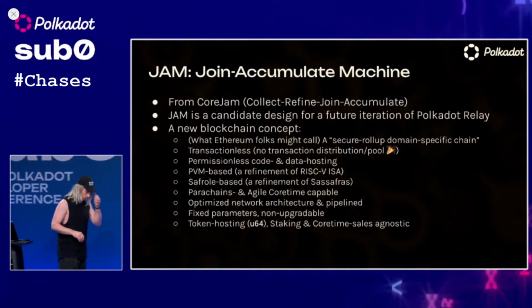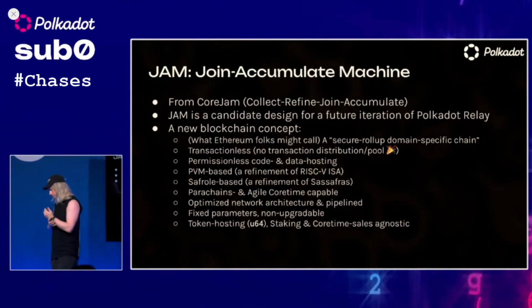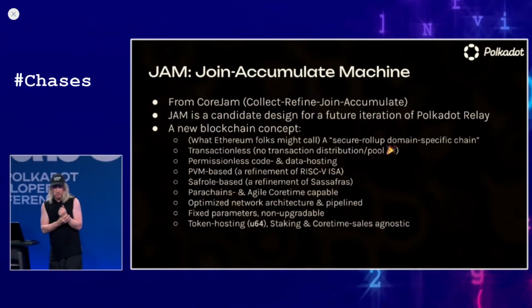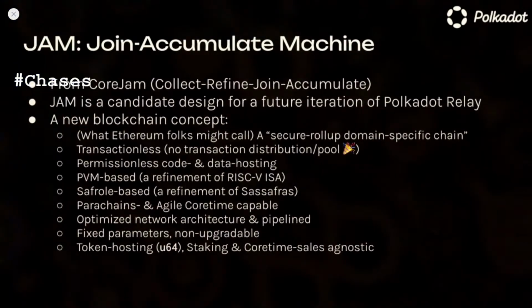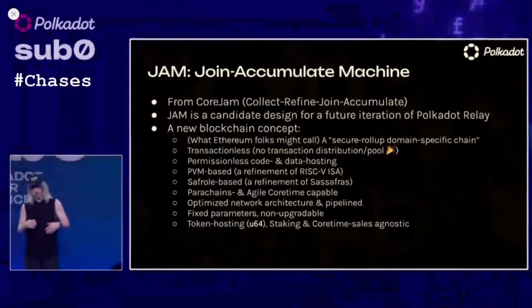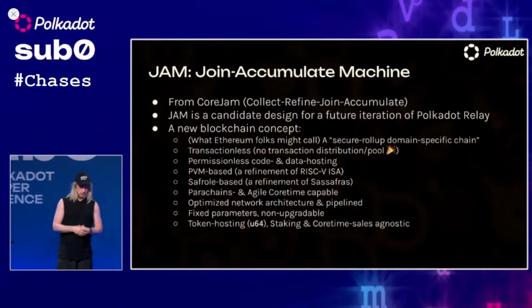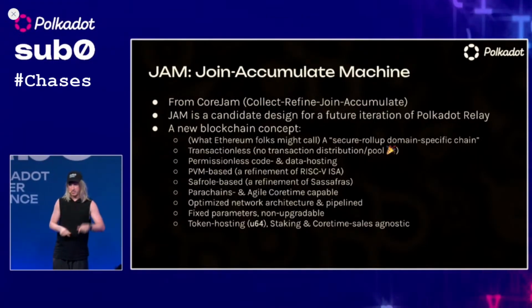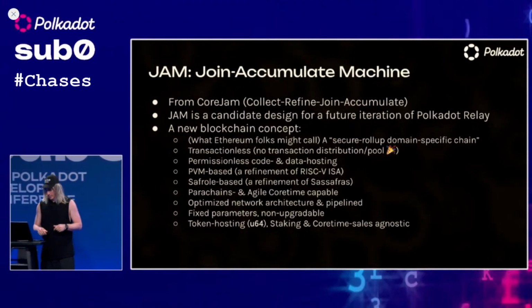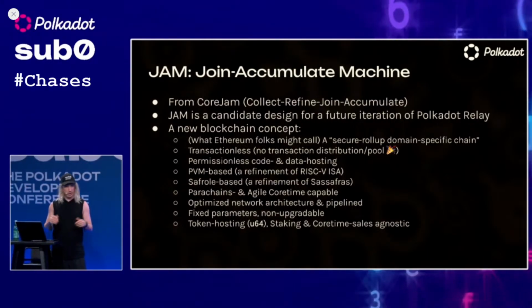All right, Jam. It stands for Join, Accumulate, Machine. It comes, as I mentioned before, from Core Jam: collect, refine, join, accumulate. That's the computation model that the machine implements. It's shortened to Jam for a couple of reasons. One of them is that the actual chain itself only does the join accumulate bit. The collect and refine stuff happens off-chain, so it kind of works in that regard. It's also a little bit shorter and therefore faster to type. And it works quite well with the machine thing at the end, which is what it is at the end of the day.